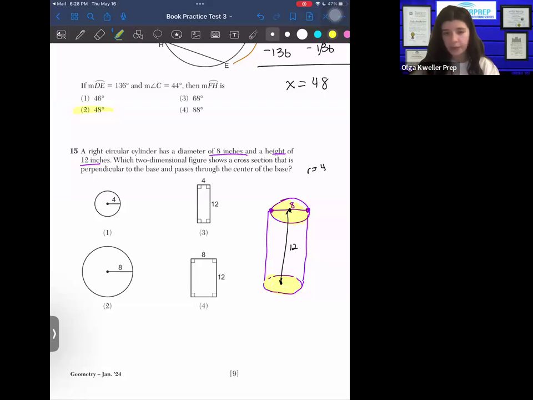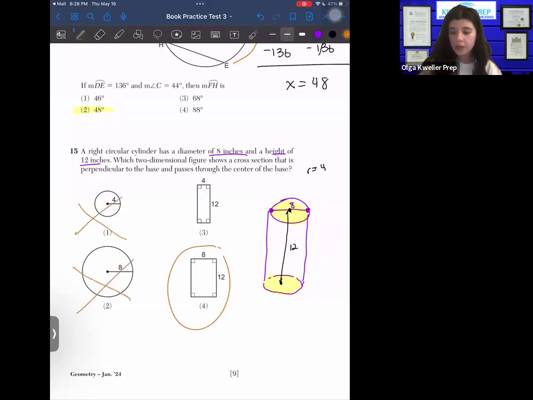You can kind of see from my picture, what kind of shape am I going to be left with? Yeah, I'm going to be left with a rectangle, and that rectangle is going to be 8 by 12. Does that make sense? Based on the photo and the visual of it? It can't be these because these would not be perpendicular to my base. That is my base. That would be parallel to my base. So I definitely know that it's not going to be a circle, so I can eliminate 1 and 2. And I'm picking between 3 and 4.